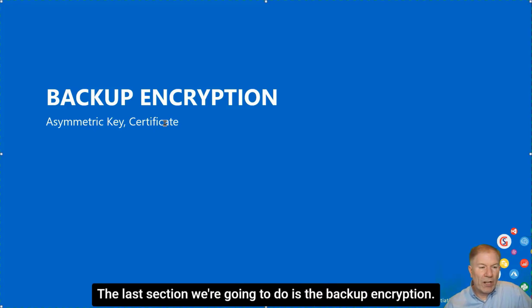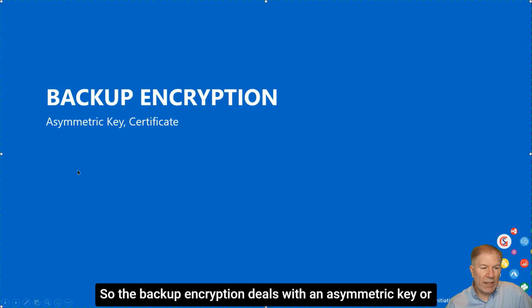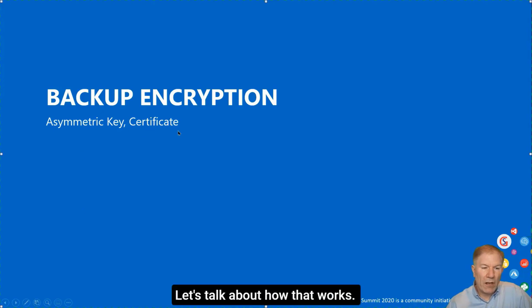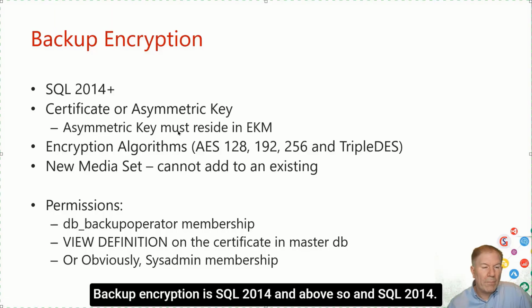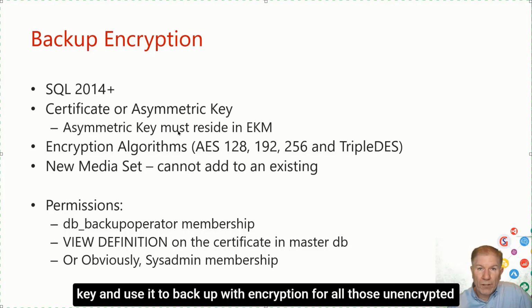Okay, the last section we're going to do is the backup encryption. So the backup encryption deals with an asymmetric key or a certificate. Let's talk about how that works. Backup encryption is SQL 2014 and above. So in SQL 2014, they gave us the ability to create a certificate or an asymmetric key and use it to back up with encryption. For all those unencrypted databases, we can now encrypt the backups.